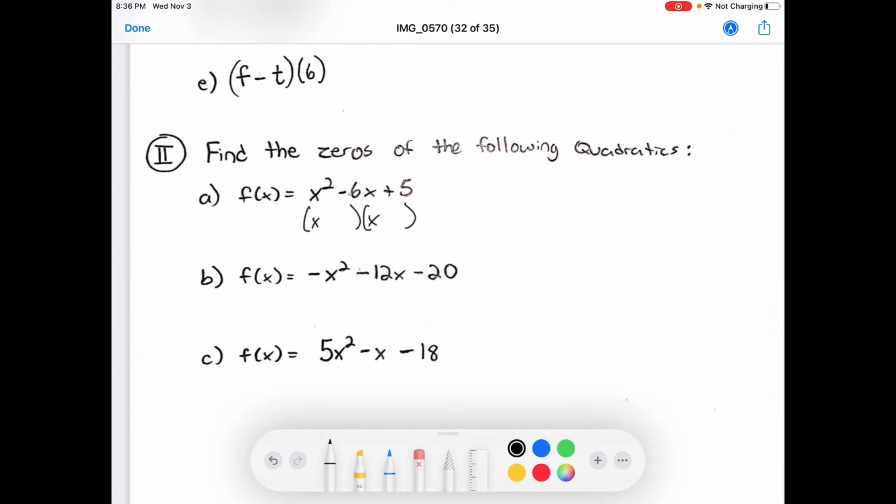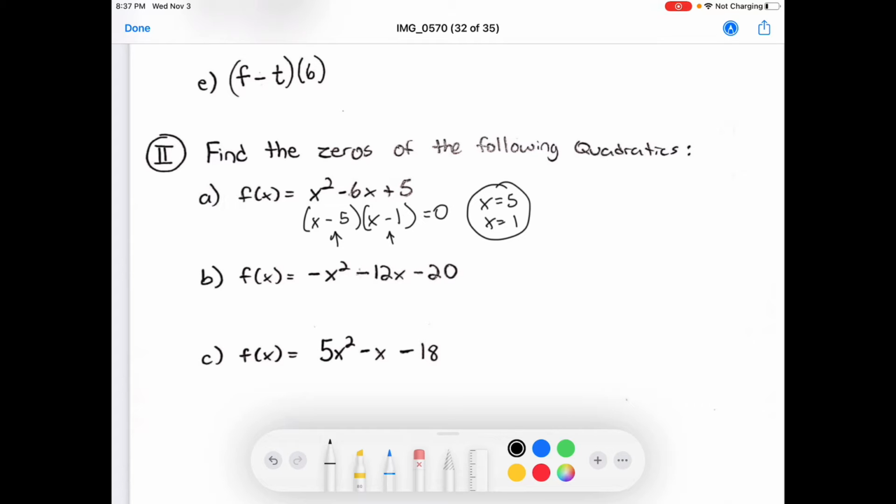Factors of positive 5 that add to give me a negative 6. That's negative 5 and negative 1. Set these both equal to 0 and solve. So what would make this factor equal 0, and what would make this factor equal 0? And so your answers are going to be 5 and 1.